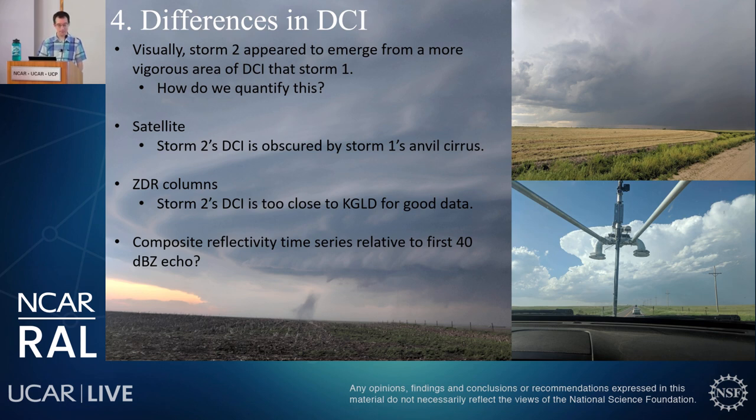We tried satellite, but Storm 2's DCI in the initial stages before it looks like this is actually obscured by Storm 1's anvils here. So it's tough to really get a good quantification of that from just satellite. I also tried looking at ZDR columns. But Storm 2's DCI happens so close to Goodland's radar site that the ZDR columns are kind of in the cone of silence, so that was disappointing.